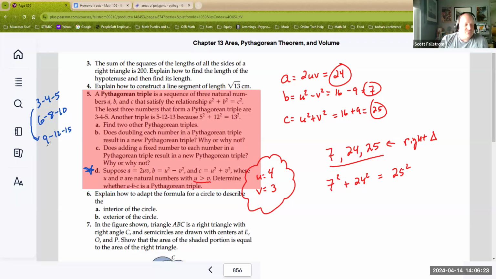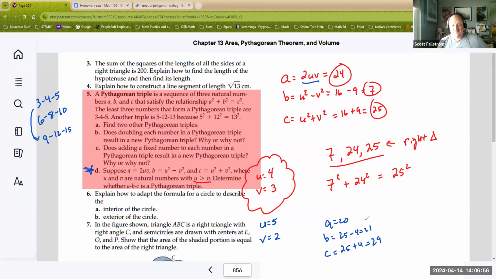So maybe we'll do one more, just because you're thinking that was kind of a fluke. Let's do u equals 5 and v equals 2. So u times v times 2 is 10 times 2, so A is now 20. Then u squared is 25, so B is 25 minus 4, which is 21. And C is 25 plus 4, which is 29.